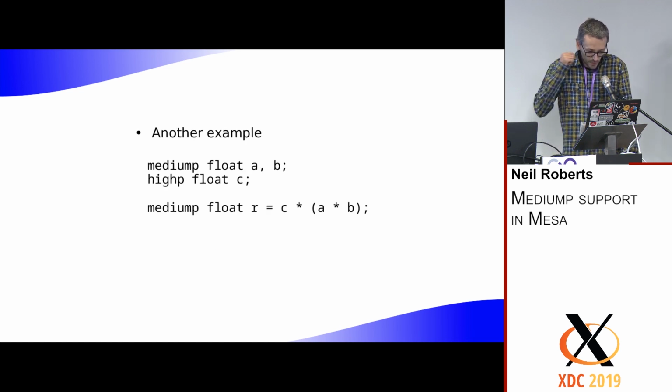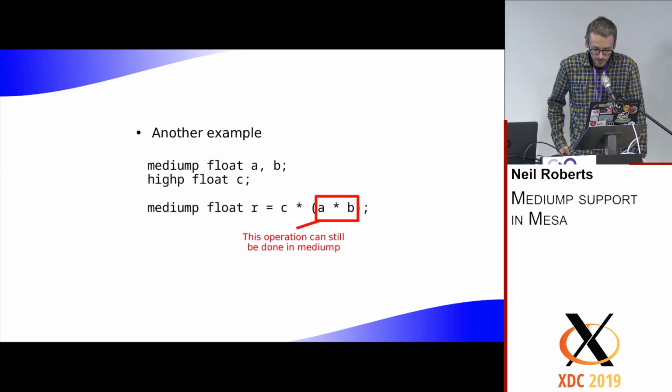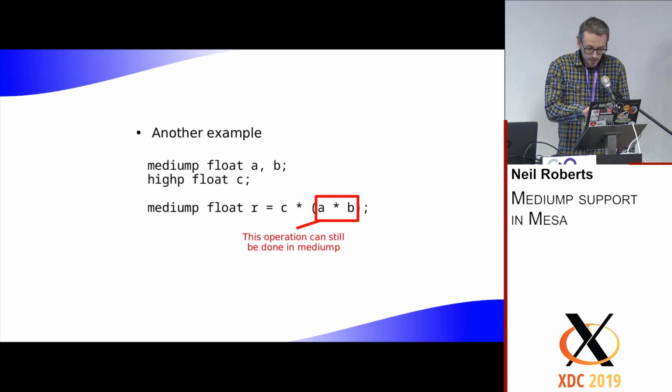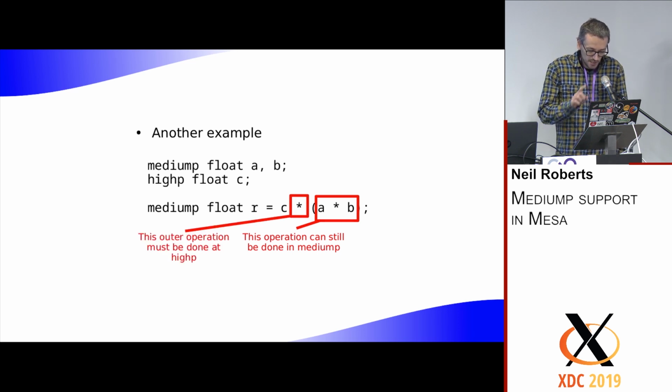So there's another example where here we're doing another A times B with the mediump variables. And then we're multiplying it by another variable. So for this inner multiplication, both the operands are mediump, so that operation can be done in mediump. But for the outer multiplication, one of the operands is highp, so that multiplication needs to be done in highp. But this is just to highlight that it is the individual operations that the precision determines, so it's not the whole expression.